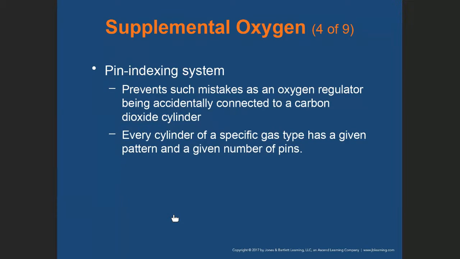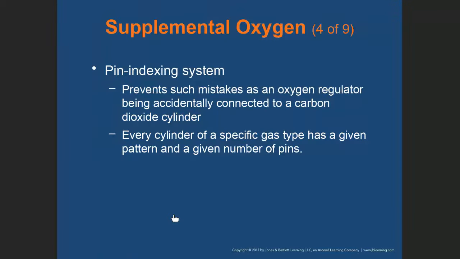Now, the oxygen cylinders that are used in EMS: the smaller cylinders will be green and gray, or a grayish green color. Some will be full green. And the large oxygen cylinder is going to be black and white. That's the one that is stored on the unit. The portable cylinders, which are smaller, tend to be green and gray.